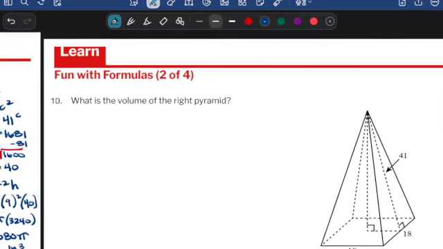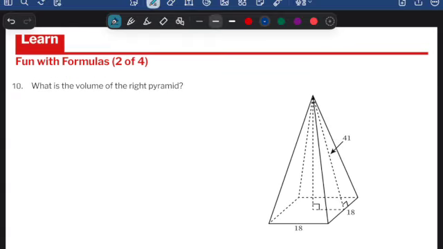Number 10, what is the volume of this right pyramid? So what do we know? We know the length of the whole side. Can we figure out that section? Yes, we know that section would be 9. And again, they gave us the diagonal line segment, so we're going to need to use our Pythagorean theorem again to find the height of the pyramid.